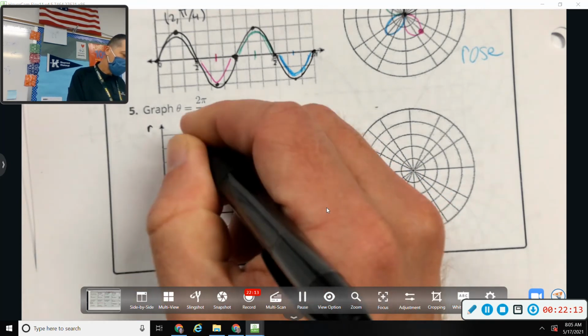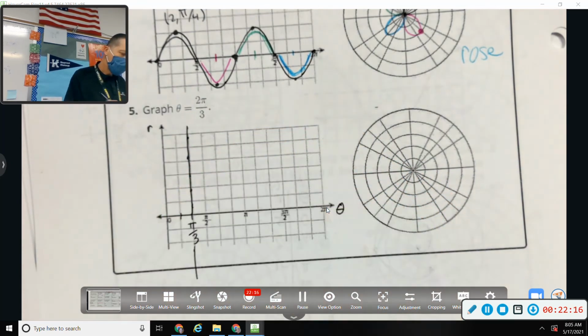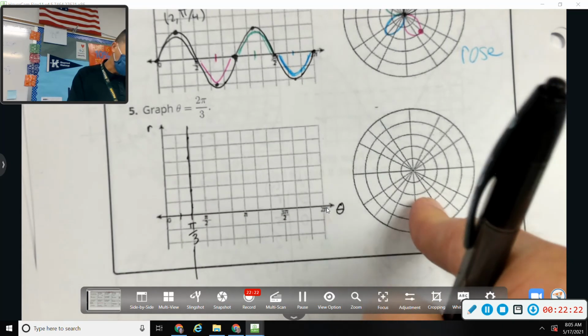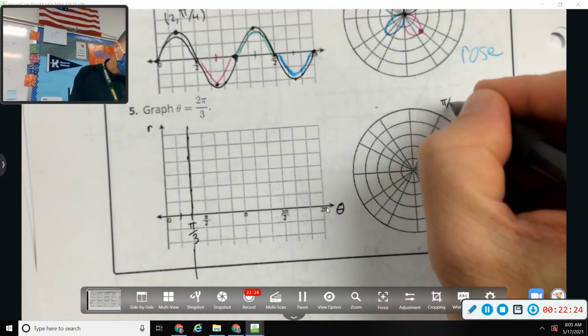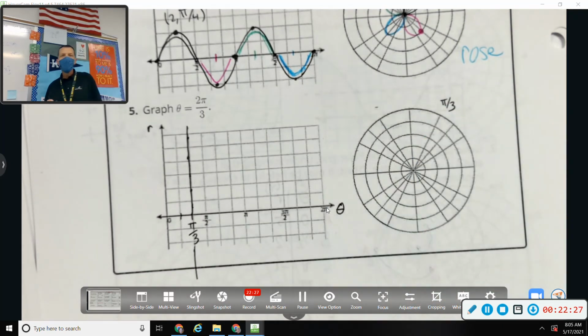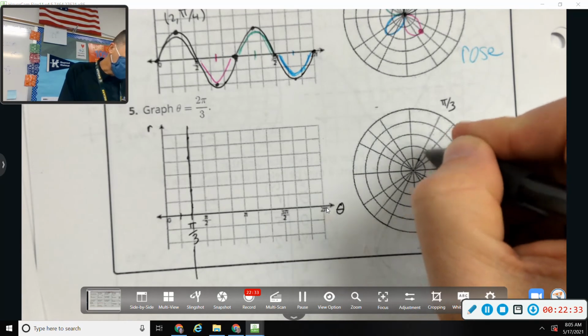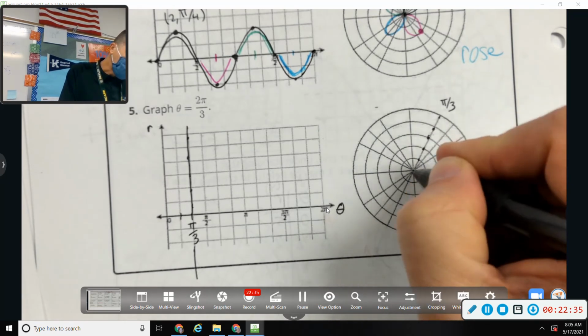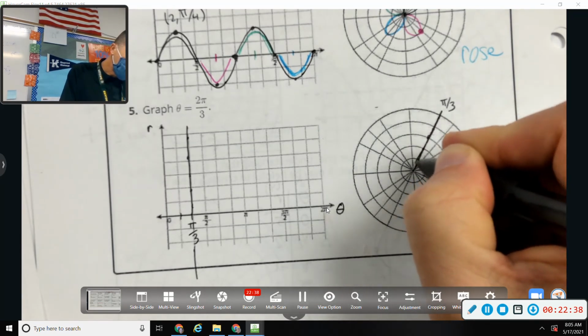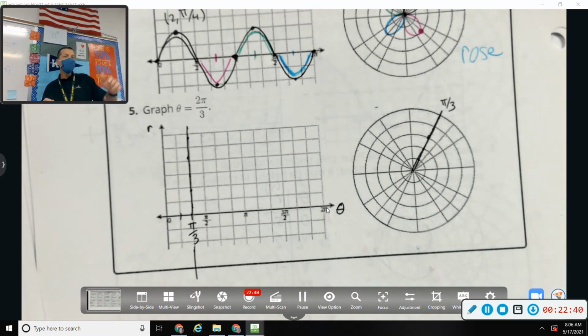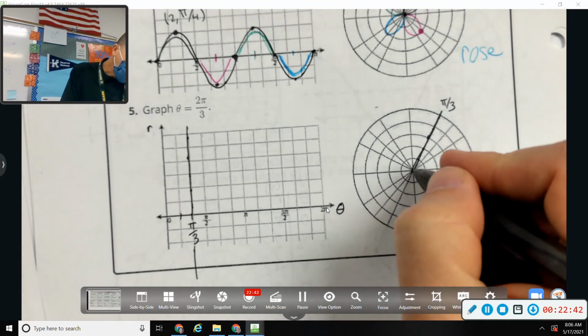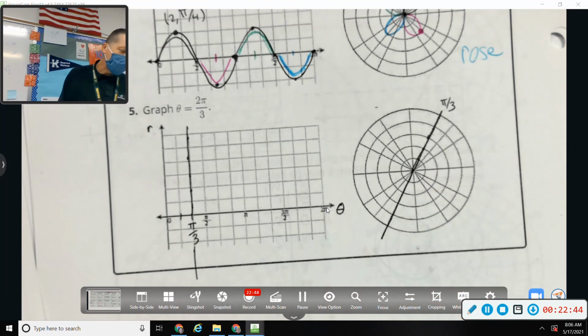Oh, okay. It's going to be a circle. No. When I come over to this graph, let's see, pi over 3 would be right there. I want all the points on pi over 3, and it doesn't matter what r is. So it doesn't matter what r is. I want all the points on pi over 3. But also, if r is negative, it goes back the other way. So it's a line.